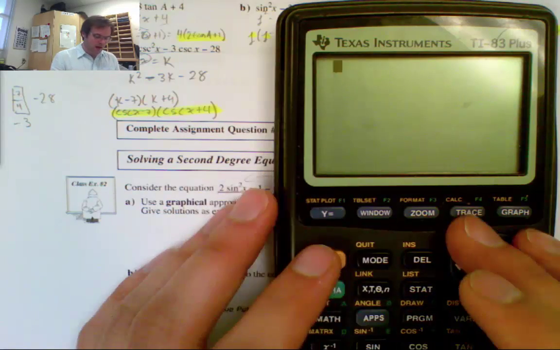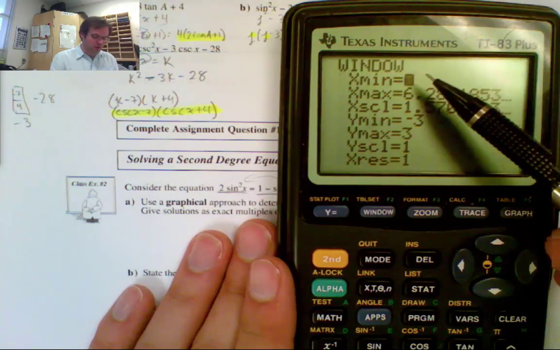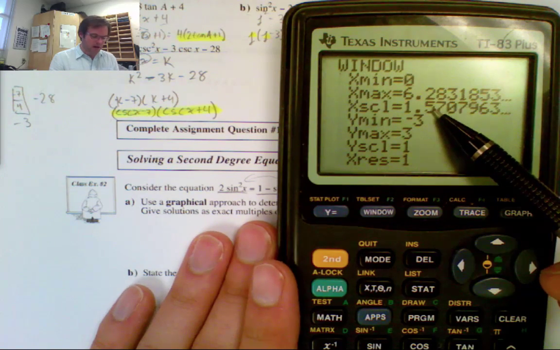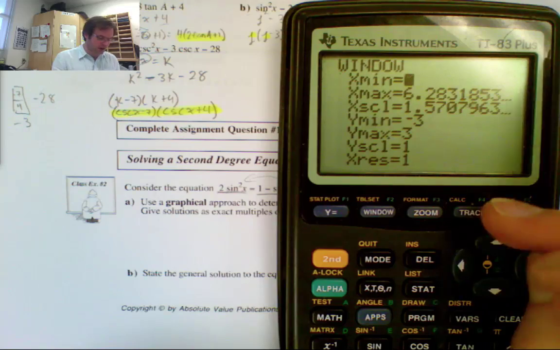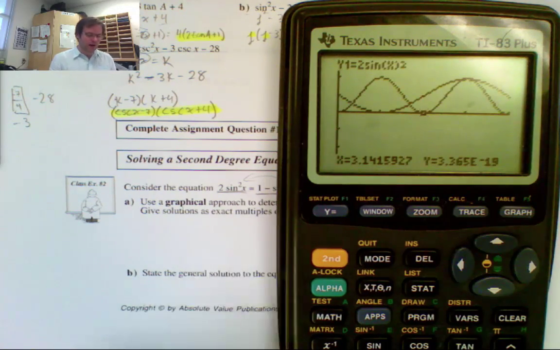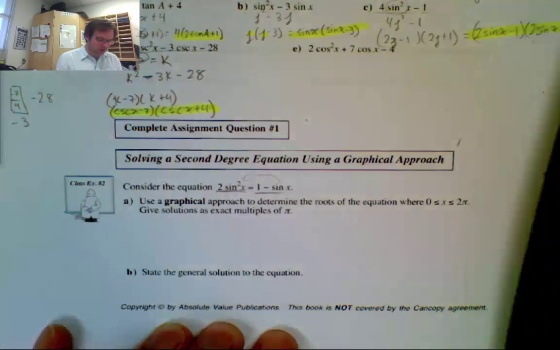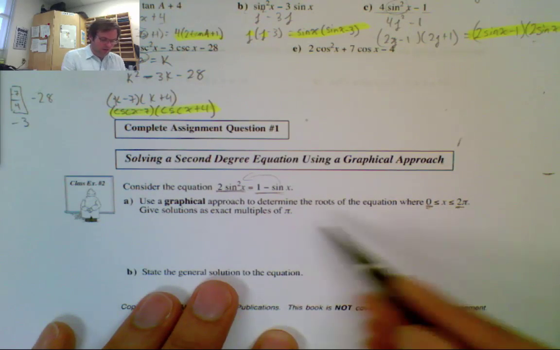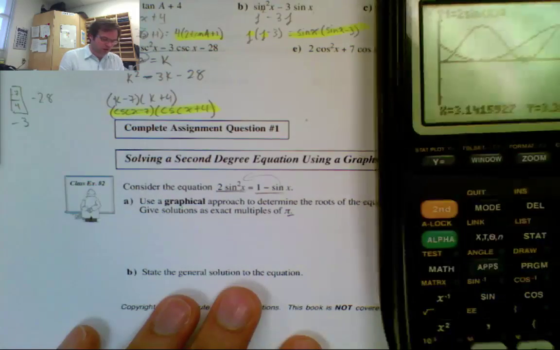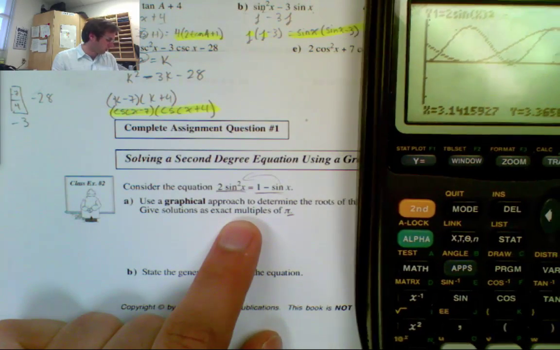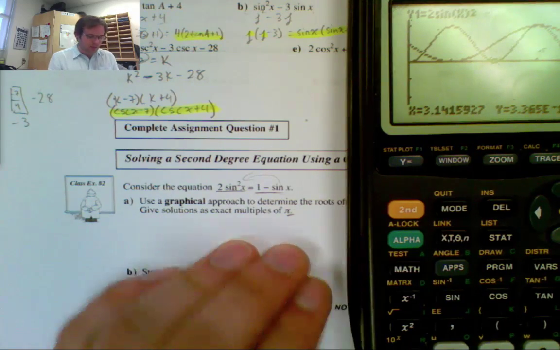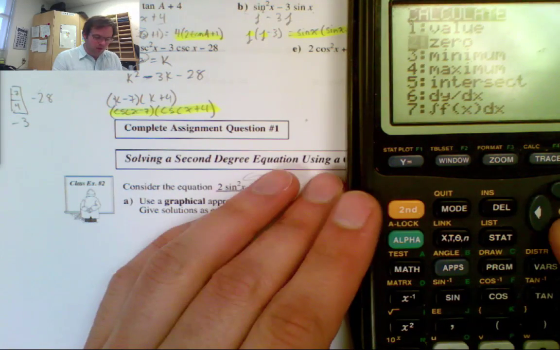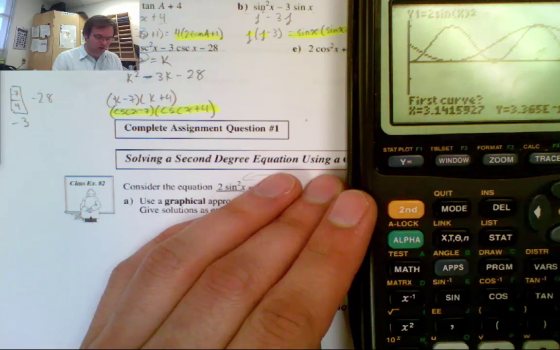Okay, good. My window is between 0 and 2 pi, and my scale is pi over 2. My minimum is -3, max is 3. That seems about right. We're going to graph, and my graph looks something like that. So in order to find the solutions, we want between 0 and 2 pi, which is what we wanted. We want all the solutions as exact multiples of pi, so all I'd have to do is go second calculate, and find the intersections of our two graphs.